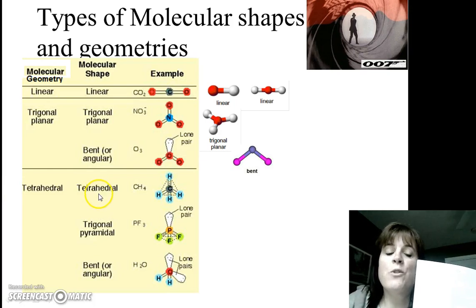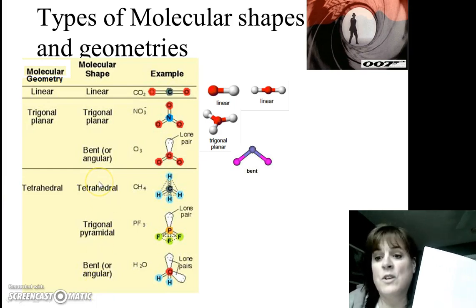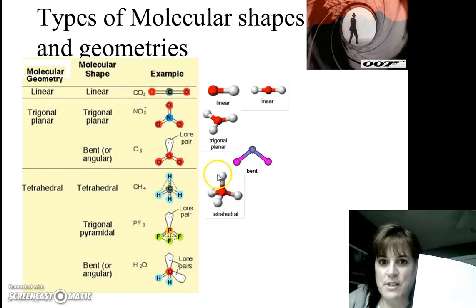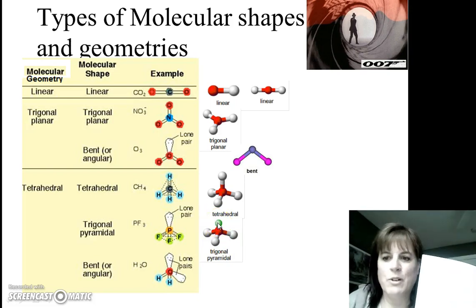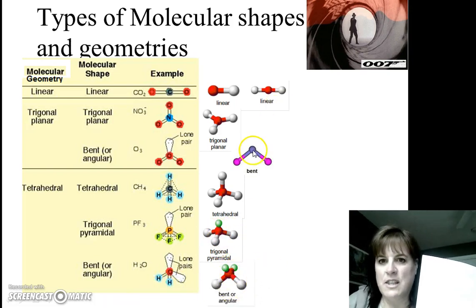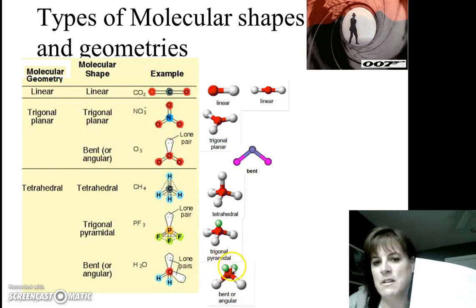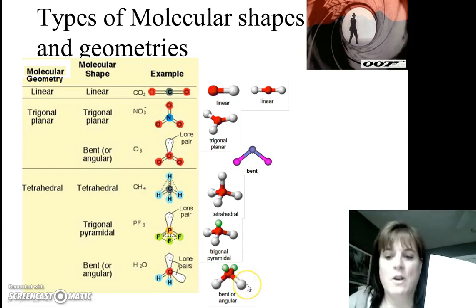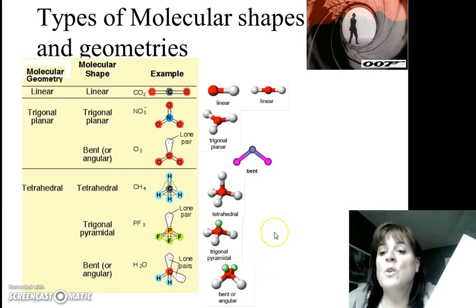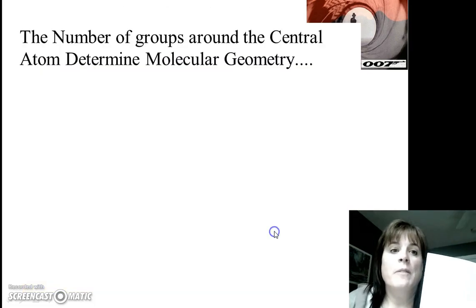For tetrahedral, we have three possible shapes. We have tetrahedral, which looks like this. All these bonded pairs are as far away as possible. Trigonal pyramidal looks kind of like a pyramid. This is just the lone pair, so sometimes we just ignore that when we're looking at the picture, so it just looks like a pyramid. And then again, bent or angular looks just like this, except of course these have two lone pairs and they're in this 3D representation, but we usually don't put them in a 3D representation, which is why we call this bent.